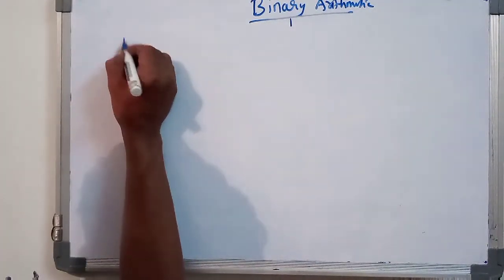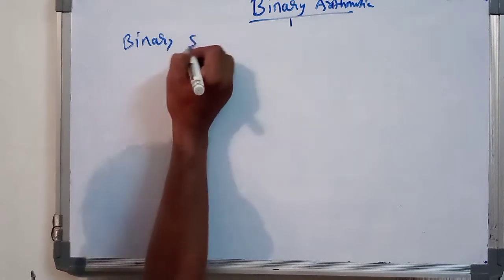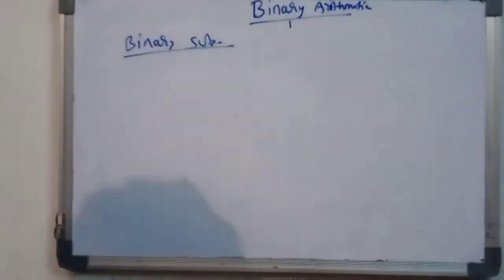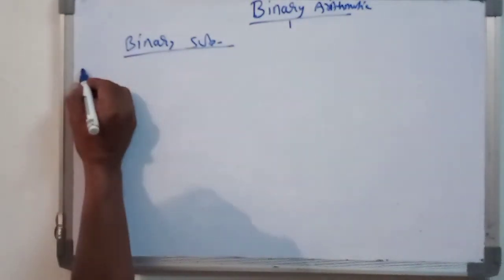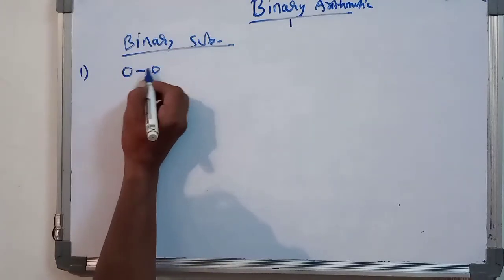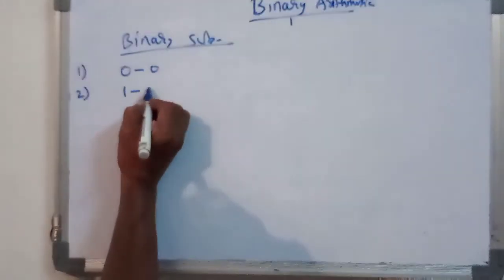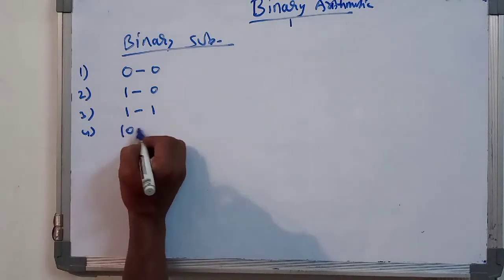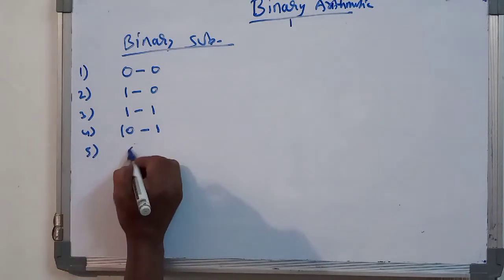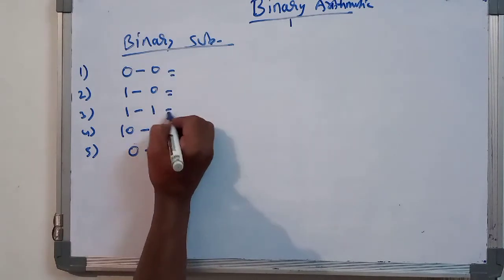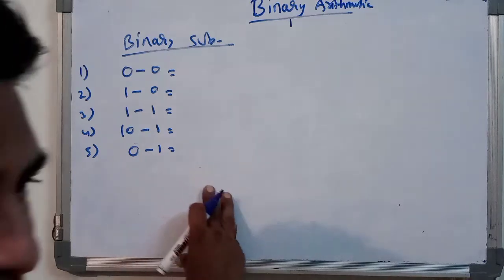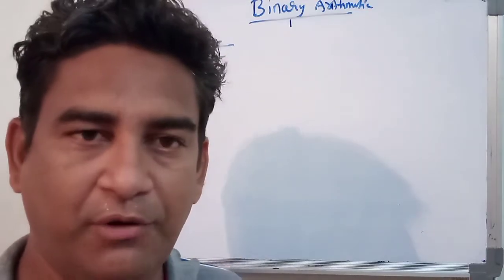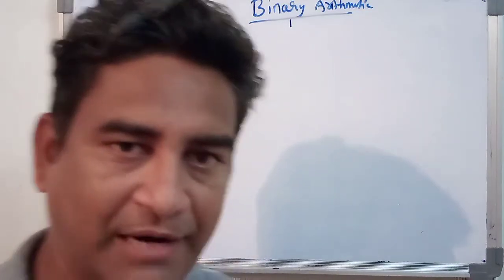Subtraction, the binary subtraction. Okay, now in this binary subtraction, you again have certain rules. What are those rules? 0 minus 0. Second rule, 1 minus 0. Third rule, 1 minus 1. Fourth rule, 10 minus 1. Then the fifth rule, 0 minus 1. So these are the 5 rules.